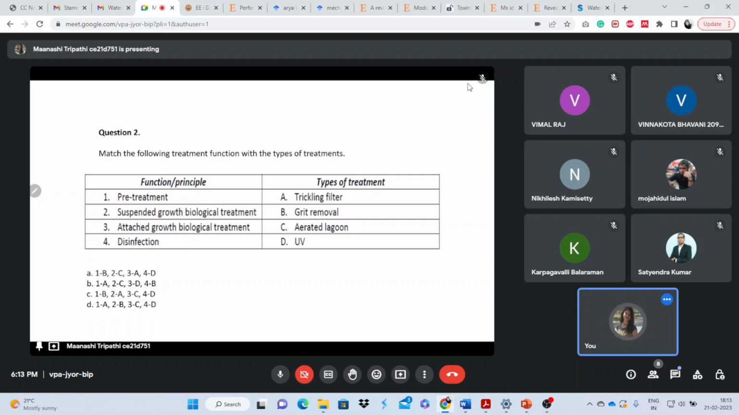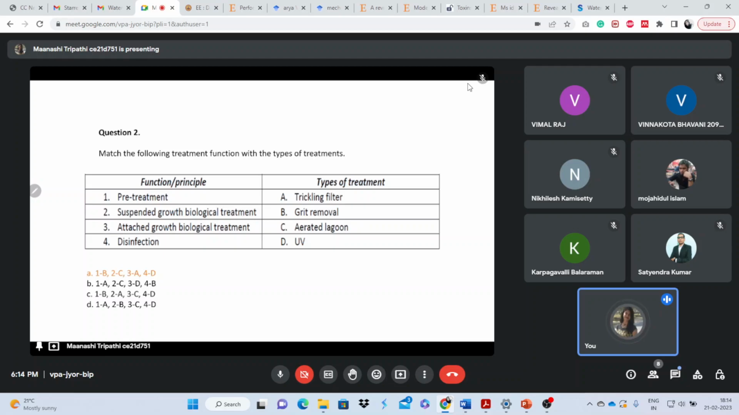This is a match the following question. Here we have given the function or the principle of the particular unit and the types of treatment unit. So please try to match this question: type of treatment unit with their principle. This is a very important question. Yes, your answer is very correct.